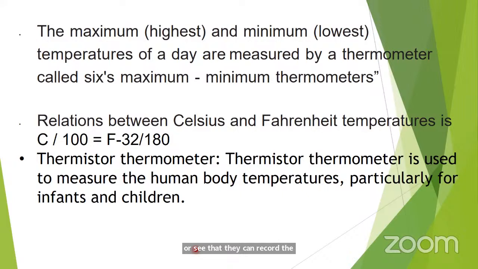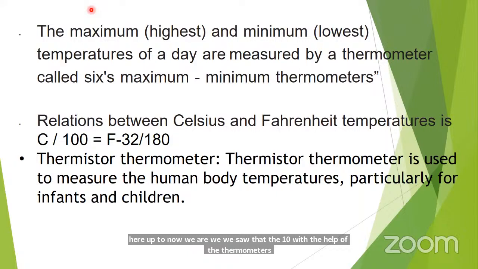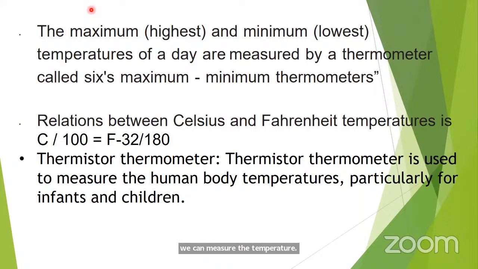ఇంకొకటి కూడా ఉంటుంది thermometer. Here up to now we saw that with the help of the thermometers we can measure the temperature, but also we know that the temperature varies person to person, age and work done and the surrounding temperature. But if you want to measure the temperature of a day recorded, what is the lowest temperature and what is the highest temperature? So to measure that one day's temperature, the maximum and the minimum, because the temperature is variant, it is not fixed.